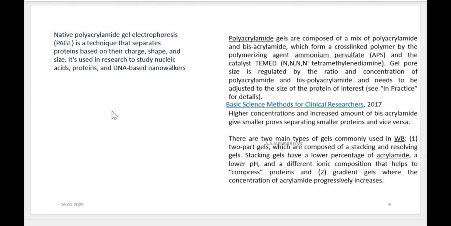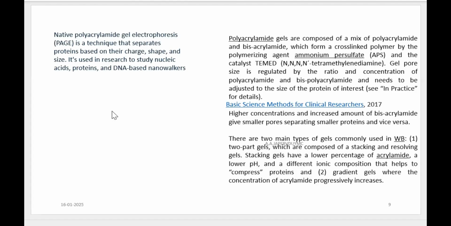So if I have to say what is bisacrylamide and what is acrylamide: acrylamide, methylene, acrylamide will form bisacrylamide. Bis is two, right? So two acrylamide molecules which are linked by methylene are called bisacrylamide. The acrylamide monomer is going to be polymerized, and how the polymerization is going to occur, we will see in the next slide, right?